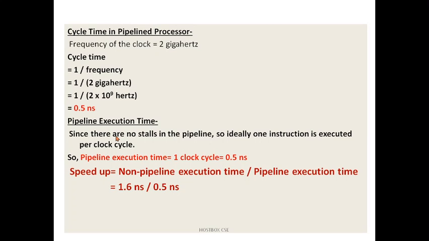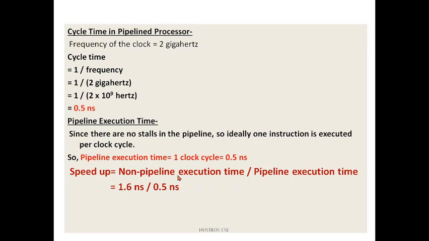Before concluding, check the pipeline execution time. Remember, since there are no stalls in the pipeline, ideally one instruction is executed per clock cycle. So each instruction takes 0.5 nanoseconds here. The pipeline execution time for one instruction is 1 clock, which is equal to 0.5 only. So now you can calculate the speedup, the last answer.